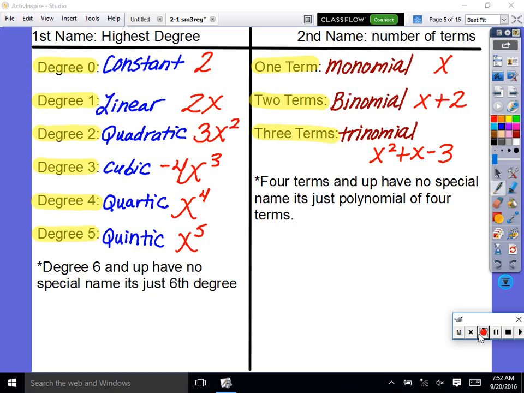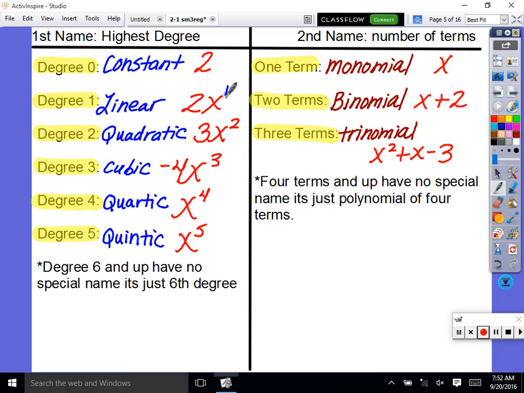That's called a constant. There's x to the 0 power, which we know is 1, right? Everybody? So that's called a constant. So if we saw something like 2, we call it a constant. Its first name. If it's degree 1, it's called linear. Look, 2x, this is degree 1.